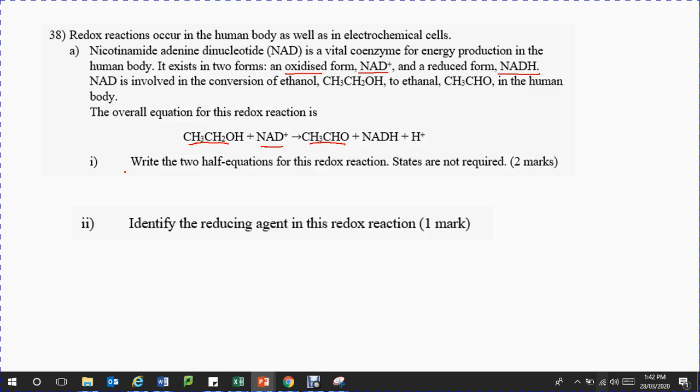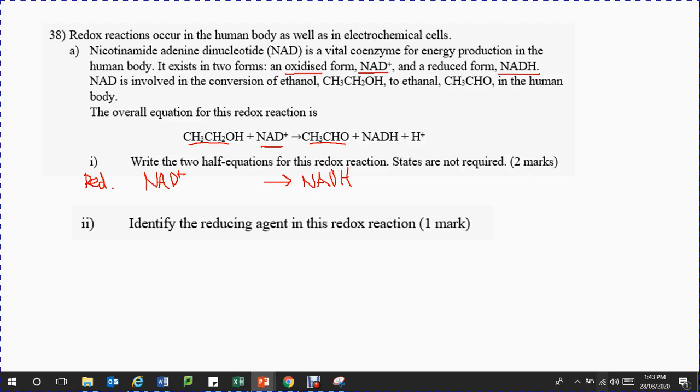So then I write the two half equations. If you remember, half equations are our oxidation and our reduction equations, showing our electrons, for this redox reaction, and it says states not required. Okay, so let's have a go. I've already identified what's undergoing reduction. So first for my reduction I've got NAD+, and it's forming NADH.